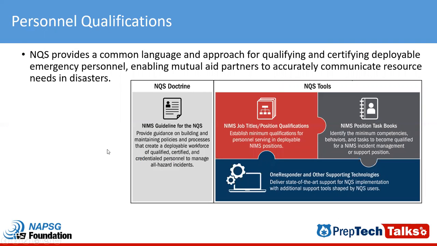So I won't get too far into this, but we did want to ensure there's a baseline understanding of what we're talking about with personnel qualifications and the National Qualification System, otherwise referred to as the NQS, which also provides a common language and approach for qualifying and certifying deployable emergency personnel. This NQS is specific to people and positions, whereas the resource typing definitions are focused more on equipment, teams, and task forces. So there's a variety of different components and tools that help support that implementation of the NQS. The important thing for today's session, though, to acknowledge is that the definitions for those position qualification sheets and how we title them and understand their capabilities helps to support that interoperability, that common language for the sharing of personnel through mutual aid and crisis management systems.